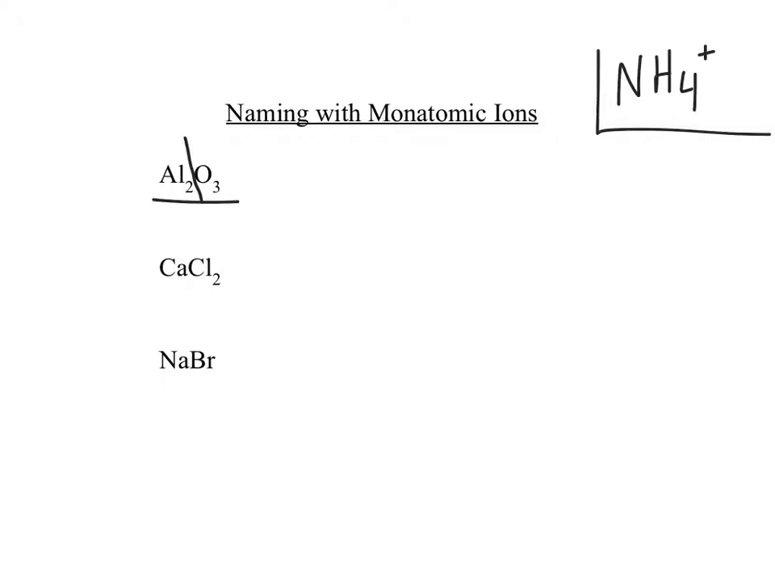So, looking at my examples here, the first part is the cation, and to name that, I just call it aluminum. So the name of the cation does not change from the name of the element. So I just write aluminum. It doesn't matter that there's two of them. All I do is name that first cation, Al, and it's aluminum.